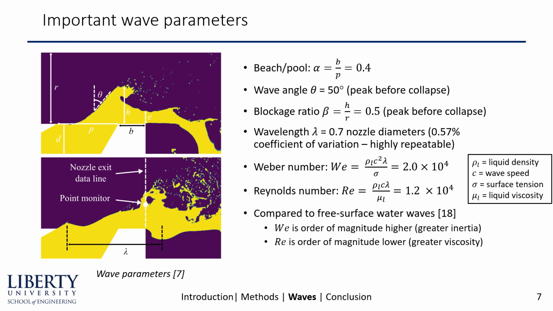Two important dimensionless numbers are the Weber number and the Reynolds number. Weber number is the ratio of inertial effects to surface tension, and Reynolds number is the ratio of inertial effects to viscous effects. If we compare these to free surface water waves from the literature, we see that Weber number is an order of magnitude higher and Reynolds number is an order of magnitude lower. This highlights the greater inertia of these waves compared to free surface water waves and the greater viscosity because of the thick banana puree.